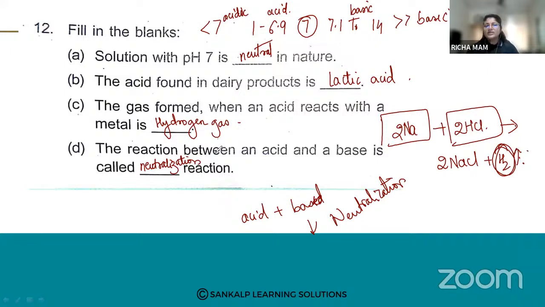So four fill in the blanks. So solution with pH 7, it is neutral in nature. The acid found in dairy product is what? It is a lactic acid. Third one, the gas formed when an acid reacts with a metal, it is the hydrogen gas. Fourth one, the reaction between an acid and a base, it is called as a neutralization reaction. Okay.